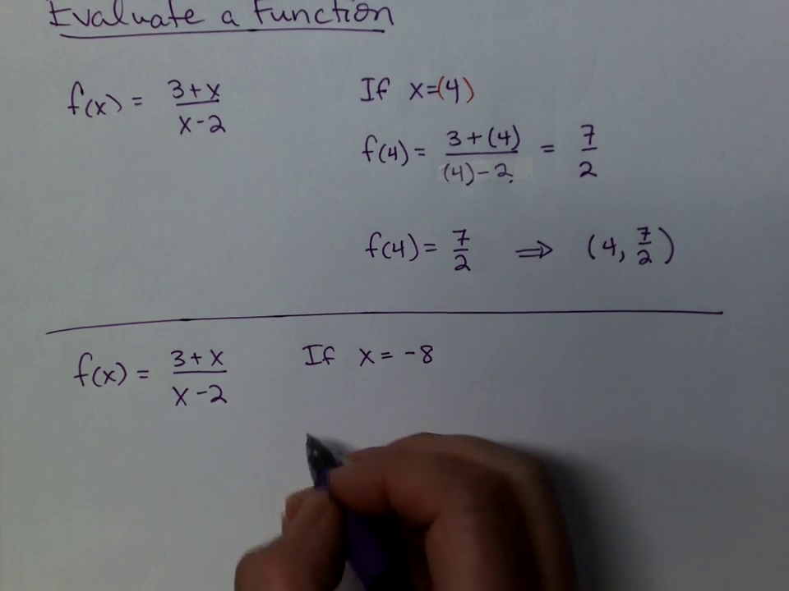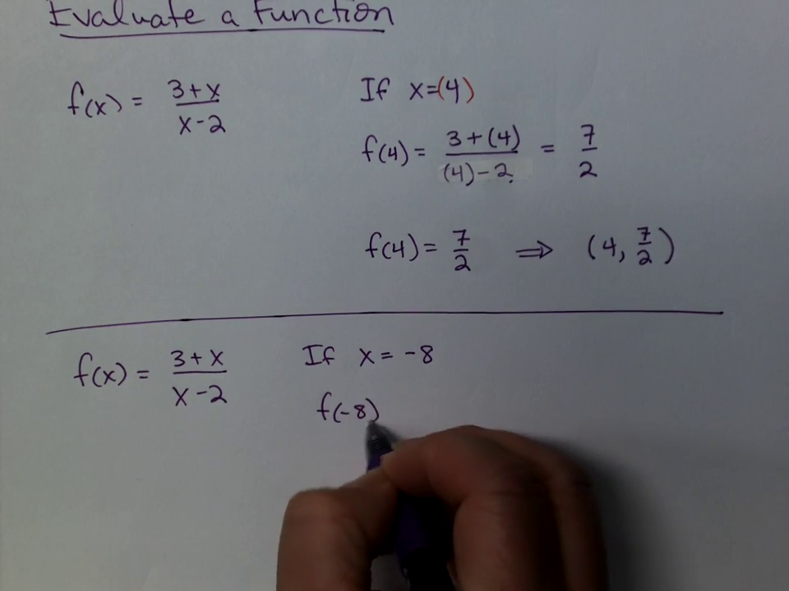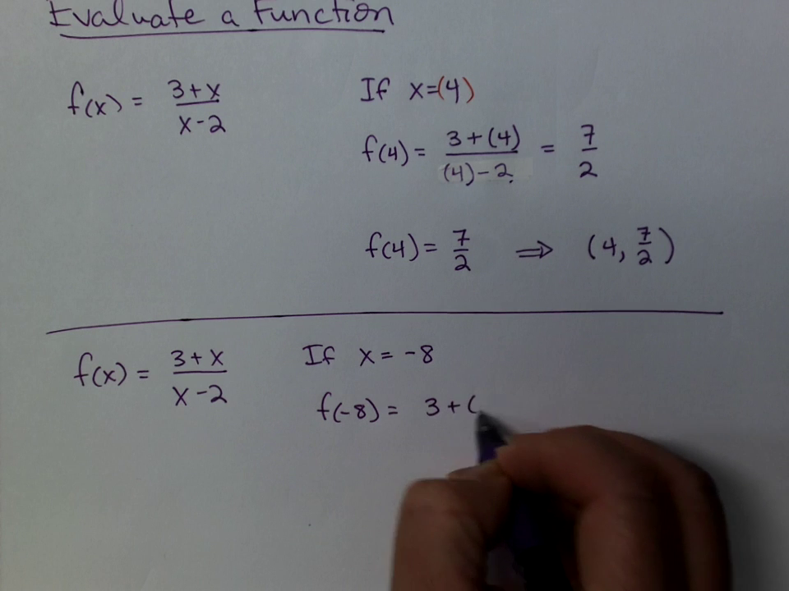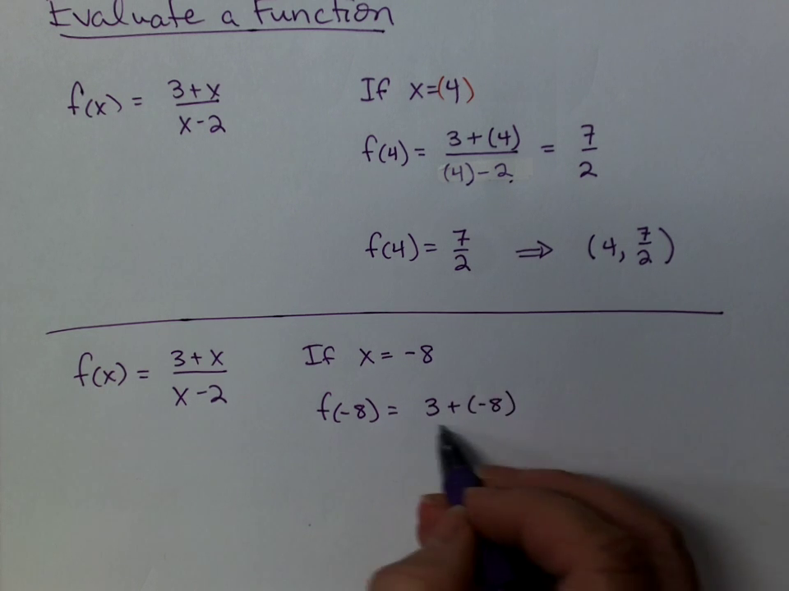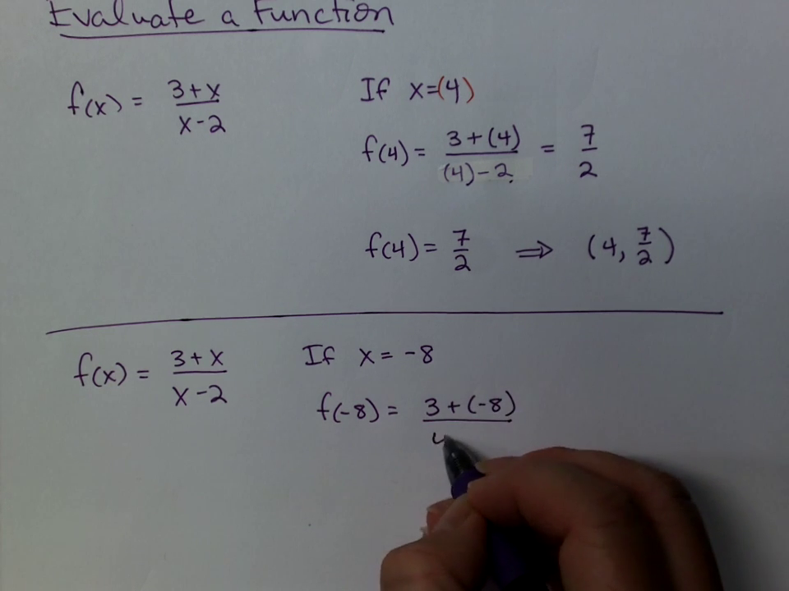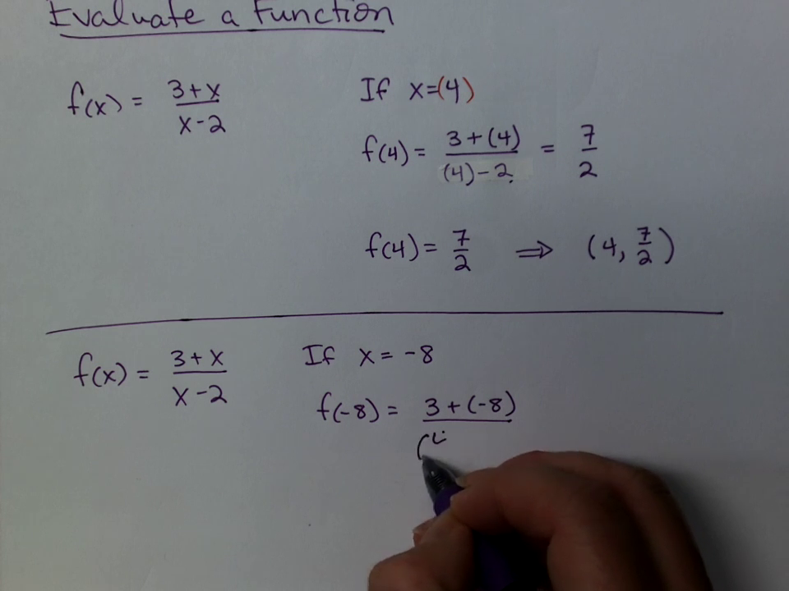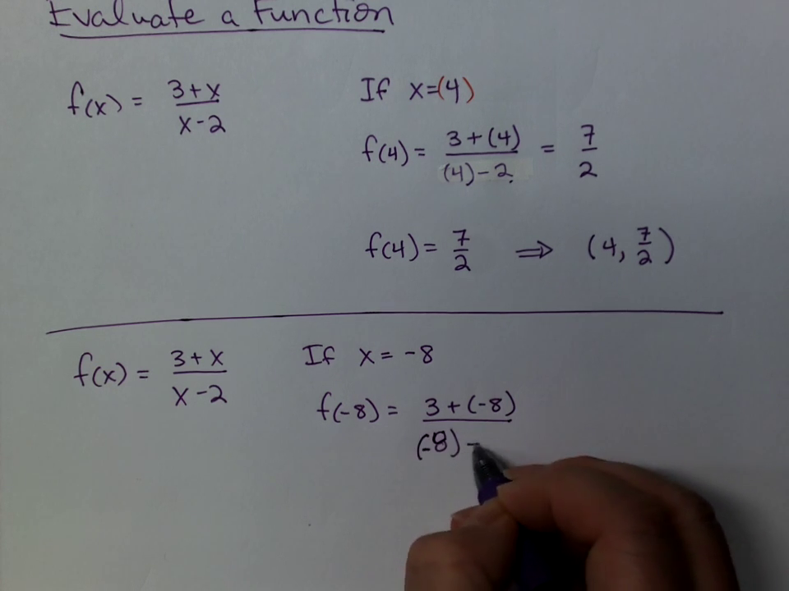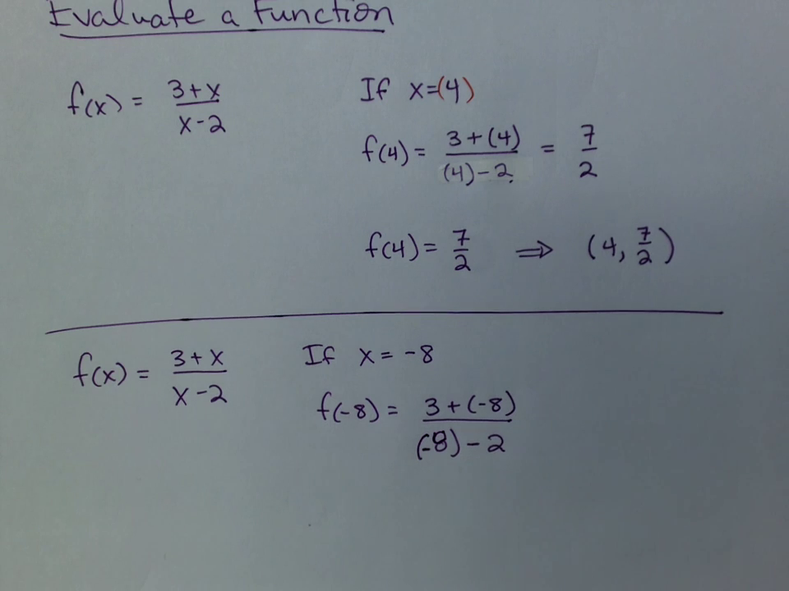Now again, I'm going to plug in, so f of negative 8 would equal 3 plus negative 8. Always plug it in parentheses. And over negative 8, keep doing that, negative 8 minus 2. Now again, hopefully you can still do that one pencil and paper, but I'm going to show you 2 different ways to enter it in the calculator.